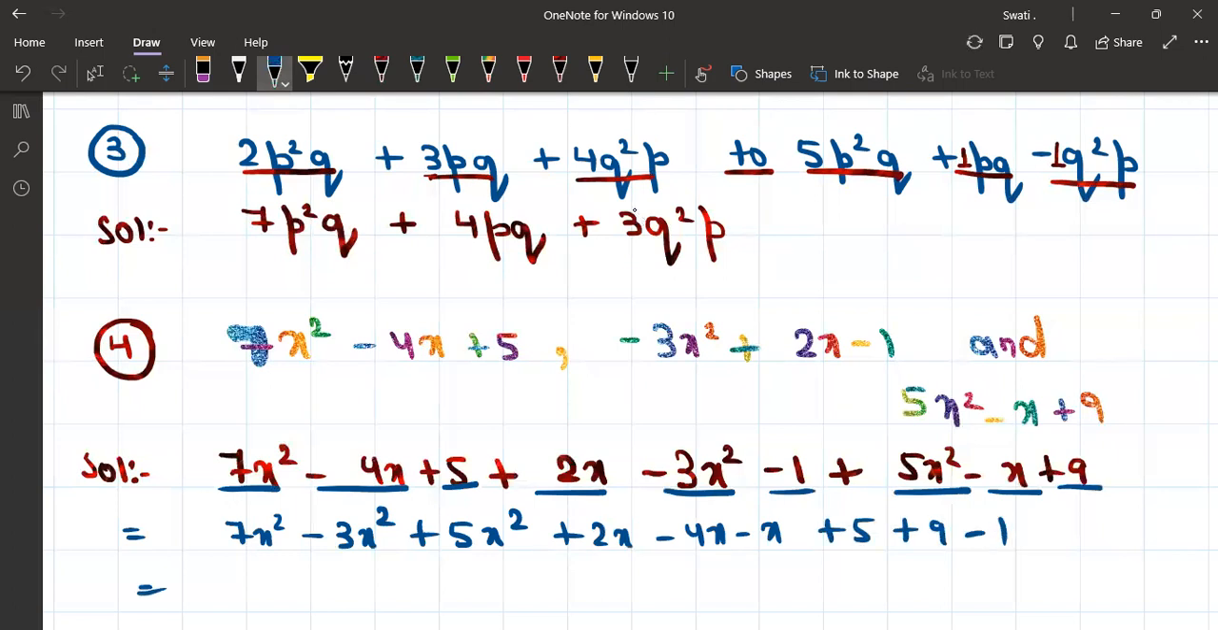That's very simple to solve because I'll solve this part first, which is 7x squared minus 3x squared plus 5x squared. So of course 7 minus 3 is 4, and then 4 plus 5 is 9. So it is 9x squared.